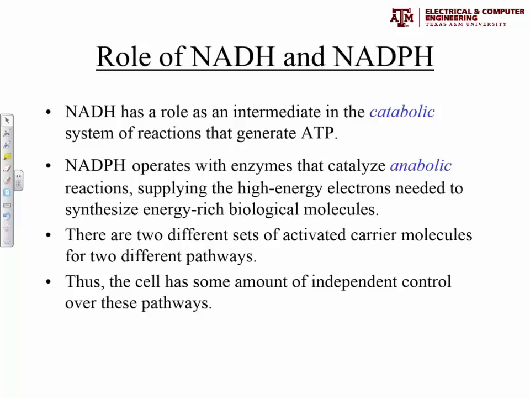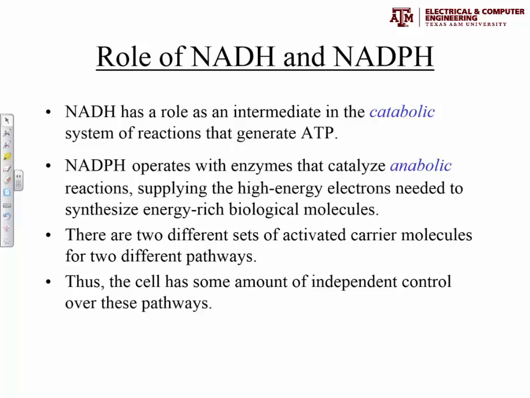Now, on the other hand, this molecule NADPH operates with enzymes which catalyze the anabolic reactions, that is the biosynthetic reactions, supplying the high energy electrons that are needed to synthesize energy-rich biological molecules. Remember, we said before that most of these anabolic or biosynthetic reactions are energetically unfavorable, so you need a lot of energy to get them going. You have to have coupled reactions, and NADPH is one molecule that makes that possible.